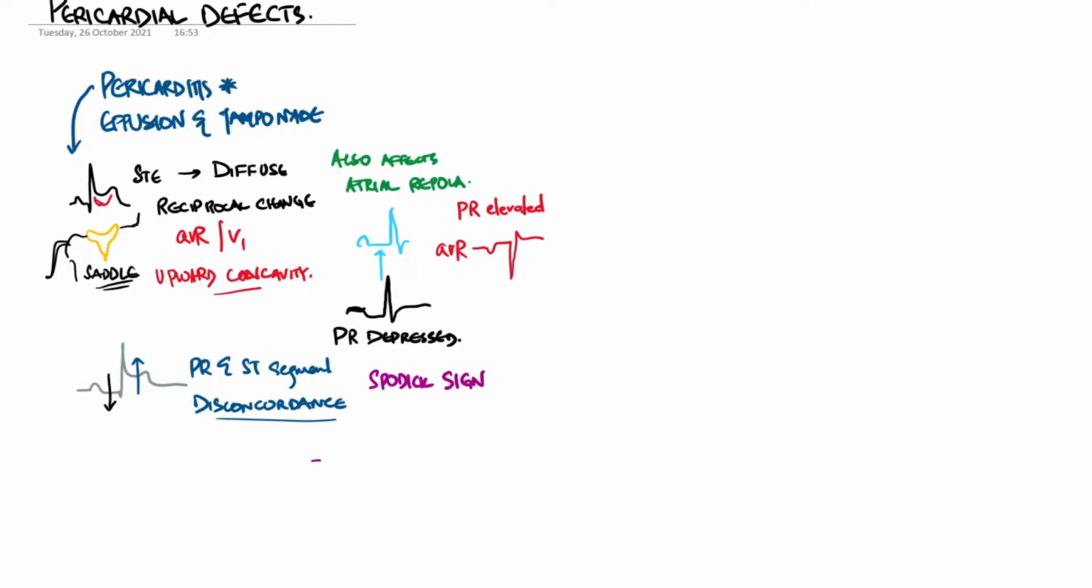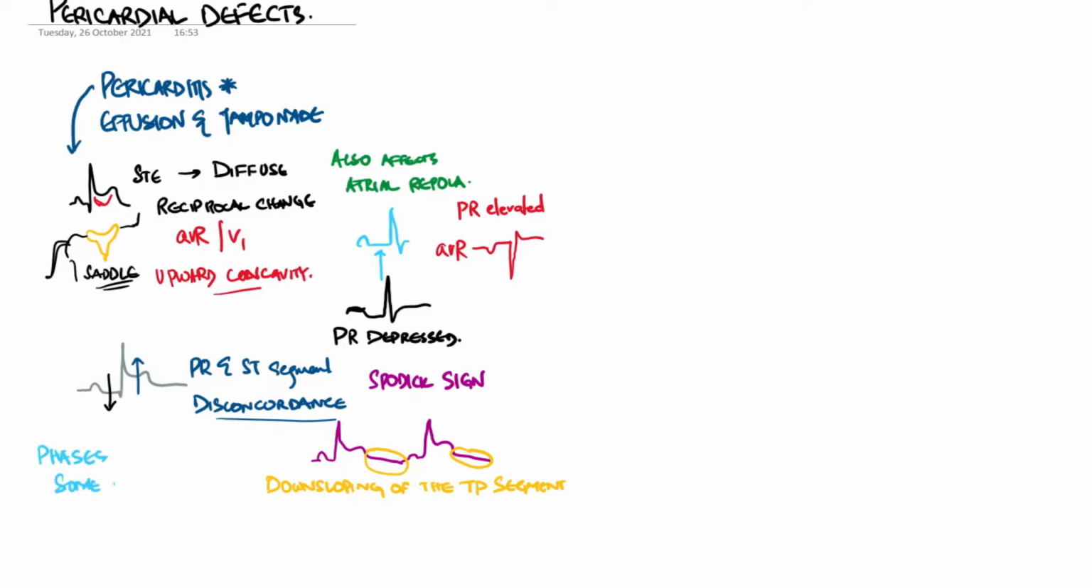There is one more sign we're going to talk about. It is known as the Spodick sign. From beat to beat, what you will see is that the TP segment has a downsloping morphology. This is not that common, but is something to just bear in mind when looking at an ECG and having concerns over pericarditis.